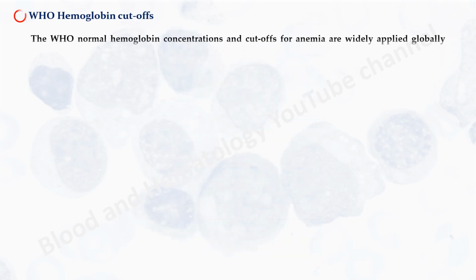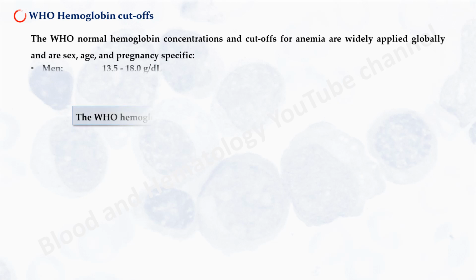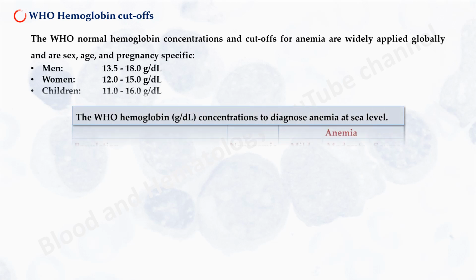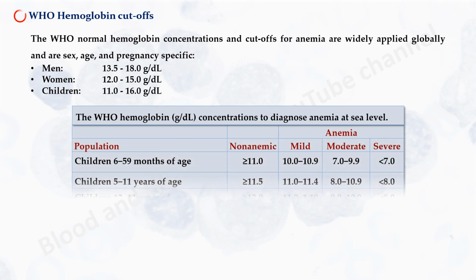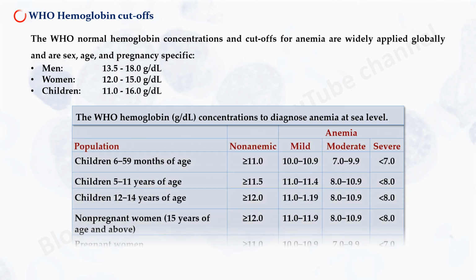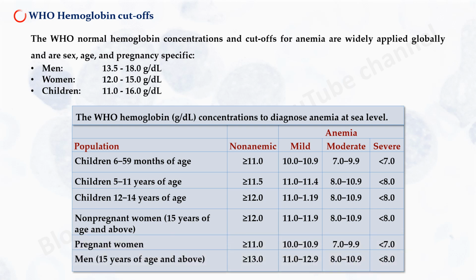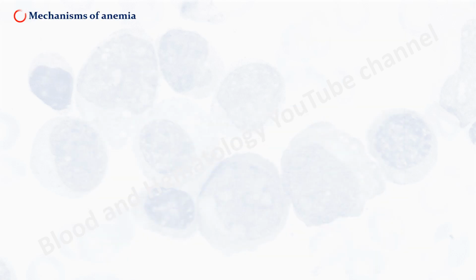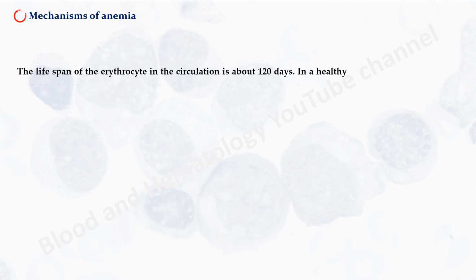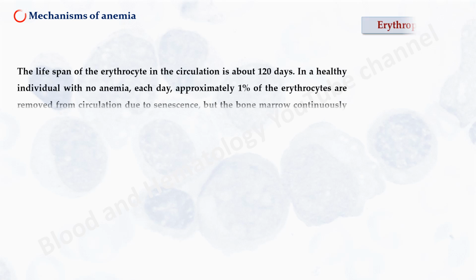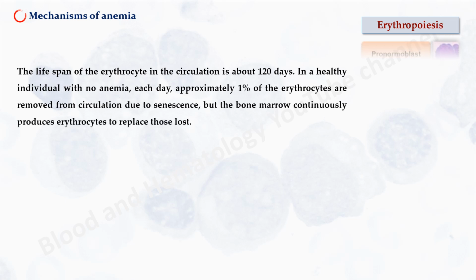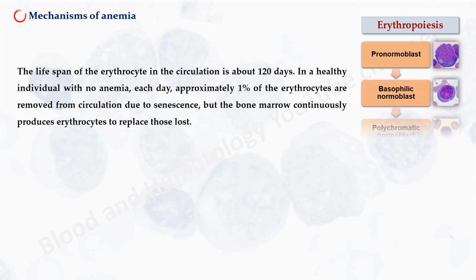The WHO normal hemoglobin concentrations and cutoffs for anemia are widely applied globally and are sex, age, and pregnancy specific. The lifespan of the erythrocyte in the circulation is about 120 days. In a healthy individual with no anemia, each day, approximately 1% of the erythrocytes are removed from circulation due to senescence, but the bone marrow continuously produces erythrocytes to replace those lost.